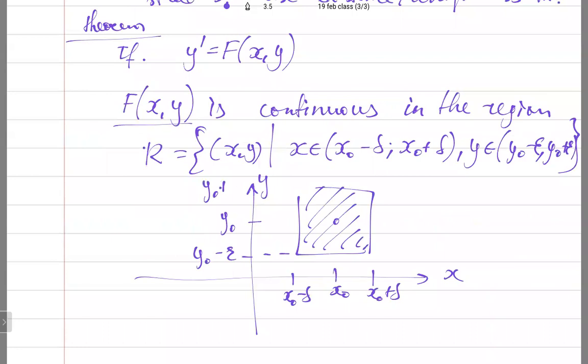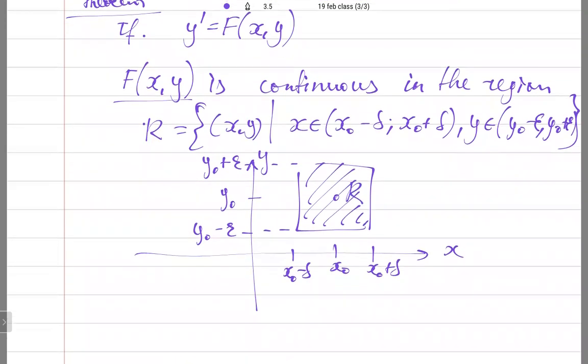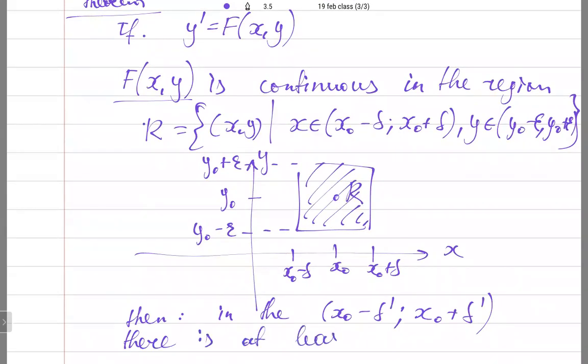If the function is continuous in the region R, the rectangle, then in the neighborhood of x0, in the region x0 minus delta prime up to x0 plus delta prime, there is at least one solution of the differential equation. This is the existence theorem.